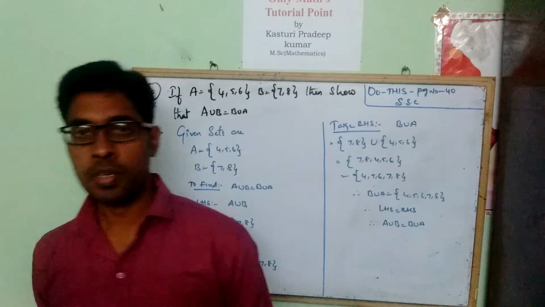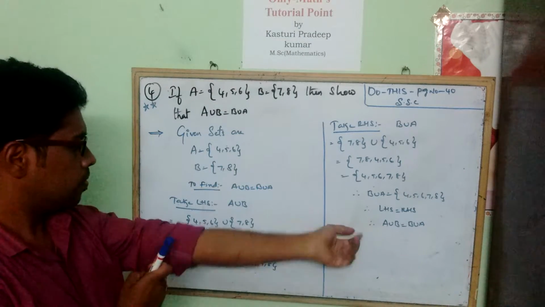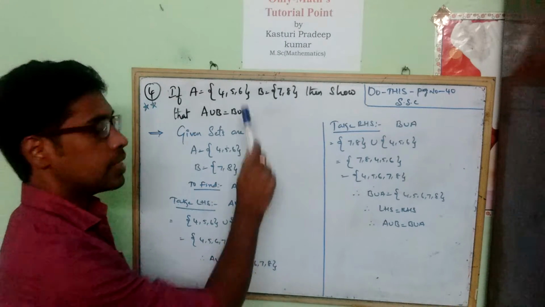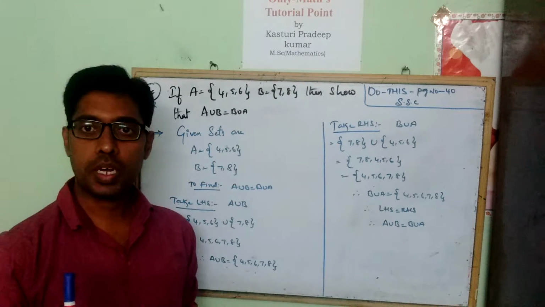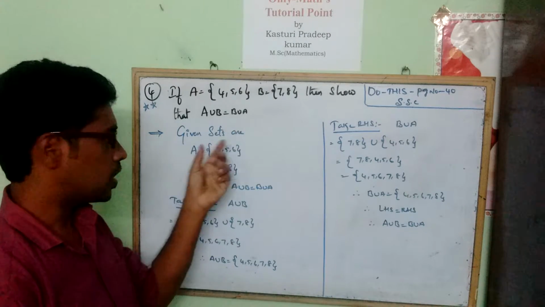See guys, next sum, fourth sum, important sum. What is given here? If set A equals {4, 5, 6} and set B equals {7, 8}, then show that A union B equals B union A. We have to show that A union B equals B union A. First, write down what is given.